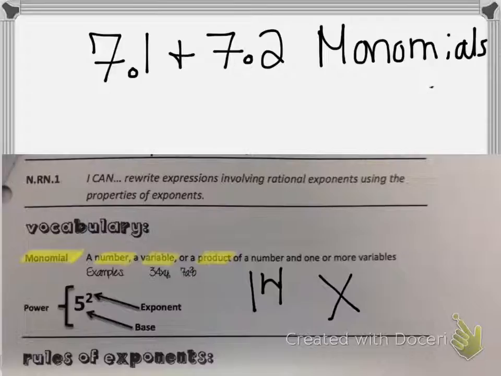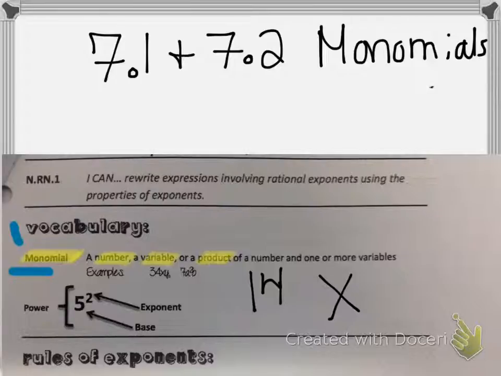Any combination of those is going to give you a monomial, and we're going to put those together to create polynomials. If you think about the prefix mono, that just means one. And so when you are talking about a monomial, it's something that's only one term, so it's like one group. Then they have to be multiplied together. If you see a plus sign or a minus sign in between them, that's when it starts to become a polynomial.